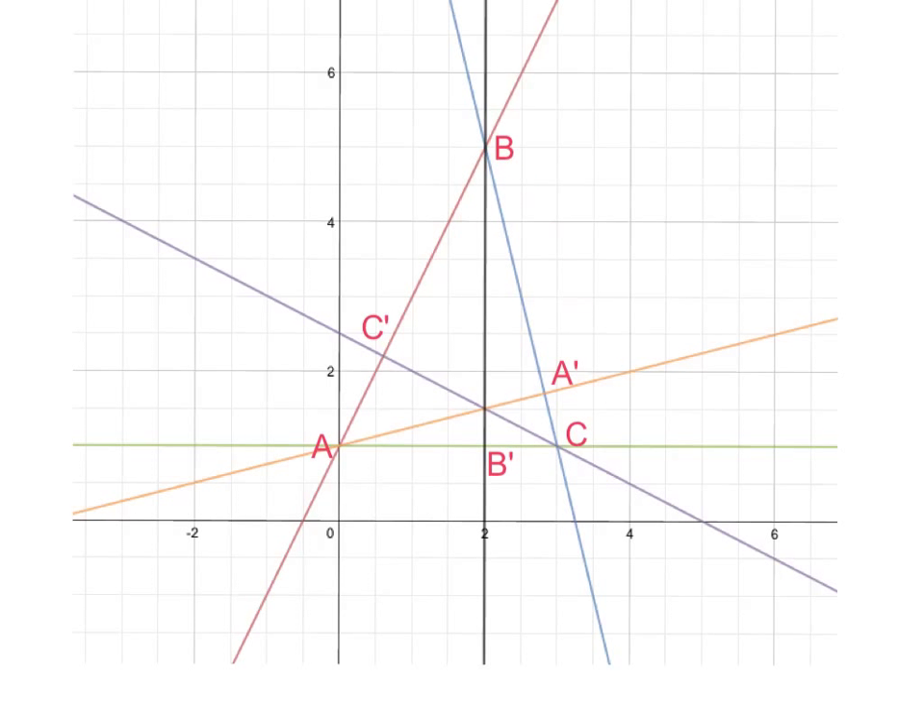As we have already said, A has the coordinates x is 0, y is 1. B has x equal to 2, y equal to 5, and C has x equal to 3, y equal to 1. And the perpendiculars on each respective side are CC prime perpendicular to AB, AA prime perpendicular to BC, and BB prime perpendicular to AC.